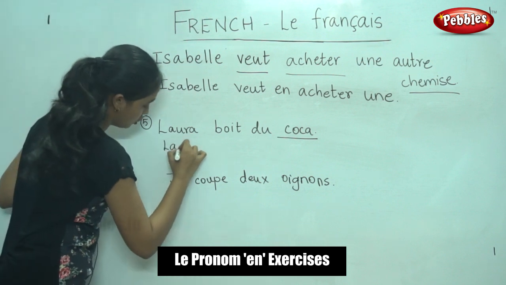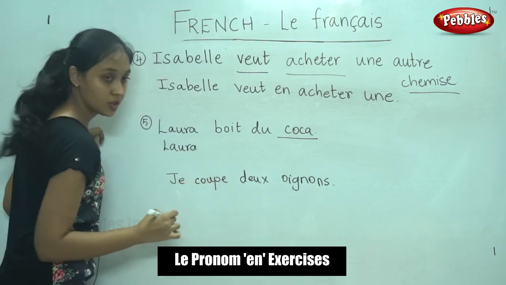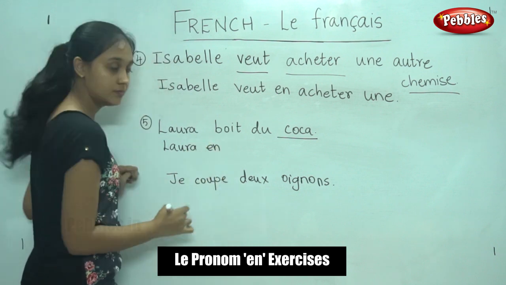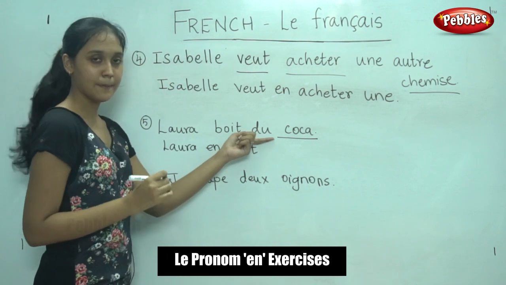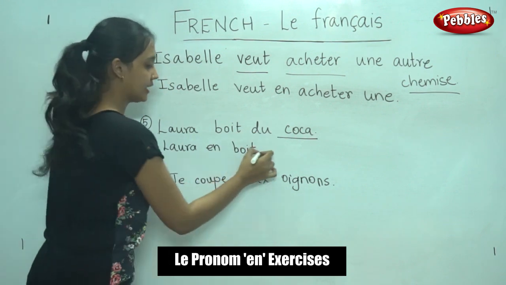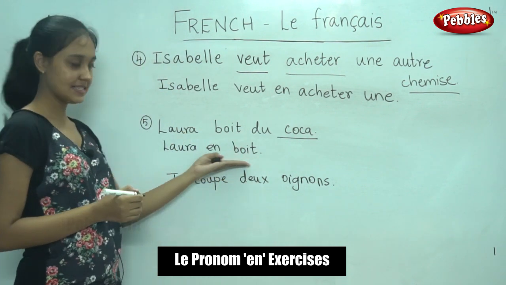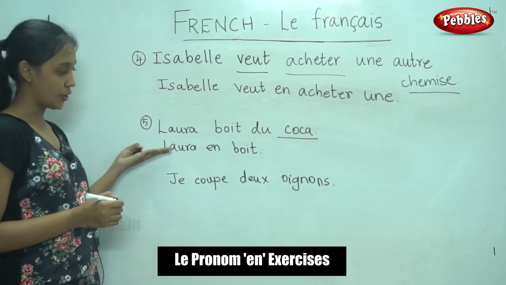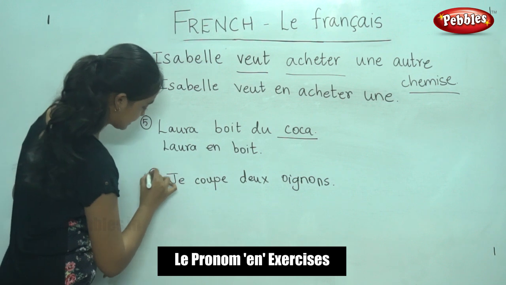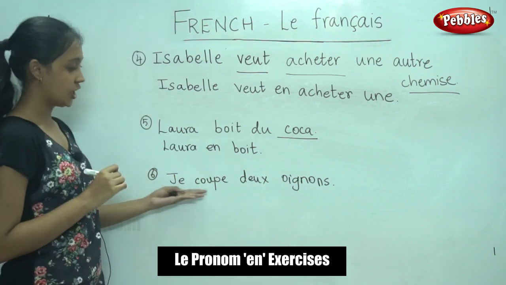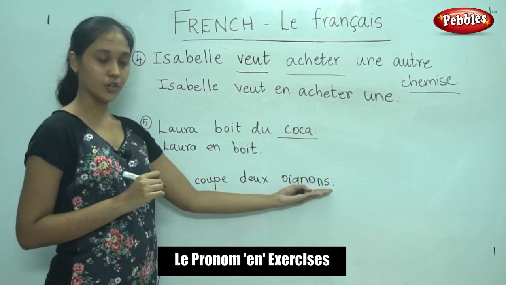So Laura en boit. Since it is a partitive article, we do not write it in the sentence. The sentence is over here. Laura en boit. And finally, the last sentence, je coupe de oignon.